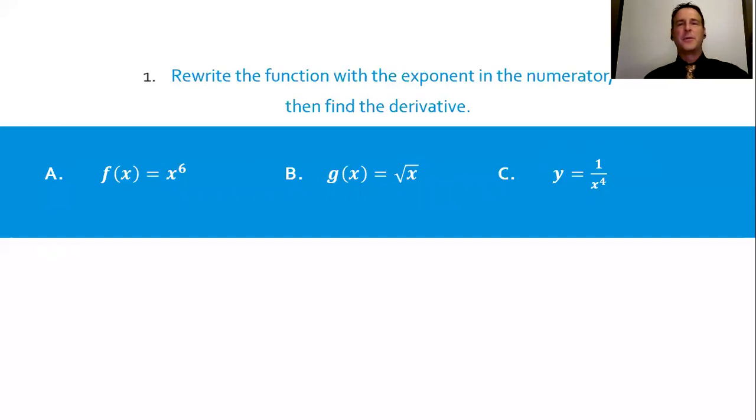All right, so let's use this rule to answer some of these simple questions. It says rewrite the function with the exponent in the numerator, then find the derivative. So the nice thing is that this first item already has a power in the numerator. This is really x to the 6 over 1. And so if I take the derivative of this, it's quite simple. I'm gonna move the 6 out front, and the x is the term that will repeat, and then I have to subtract 1 from this. And 6 minus 1 is 5, and you can stop right there.